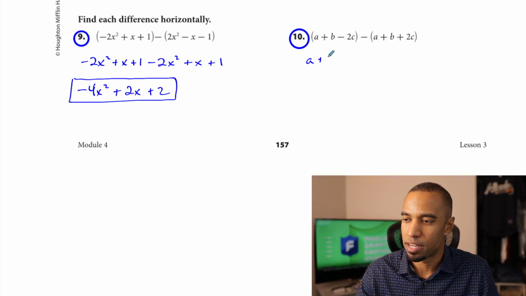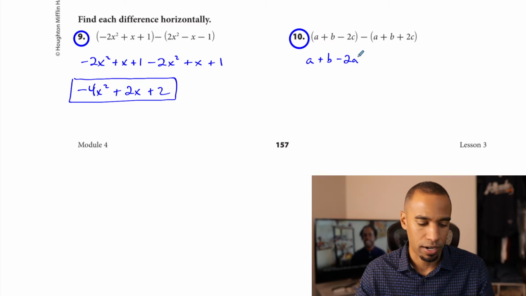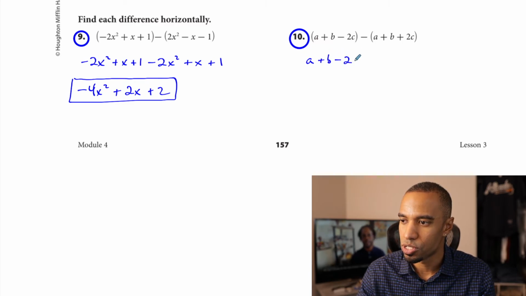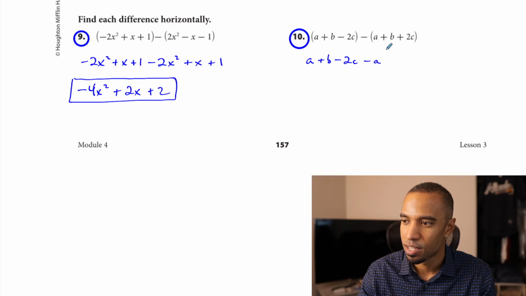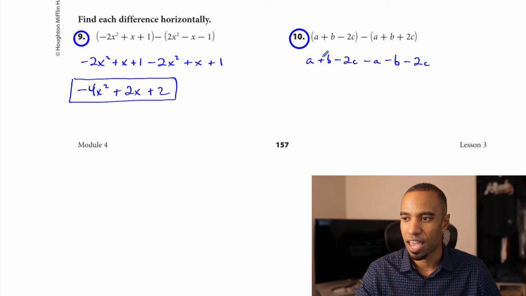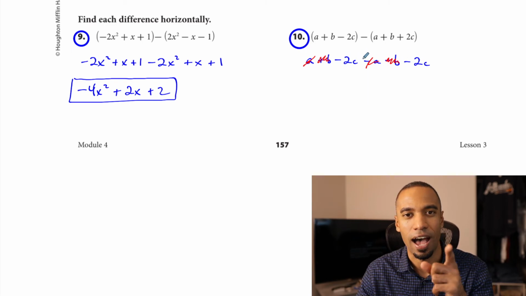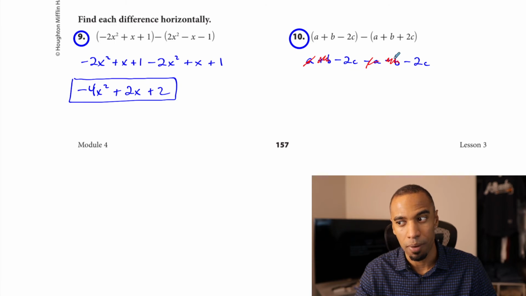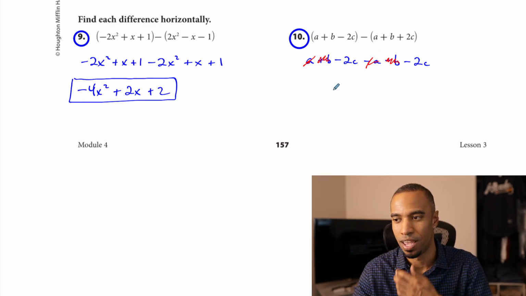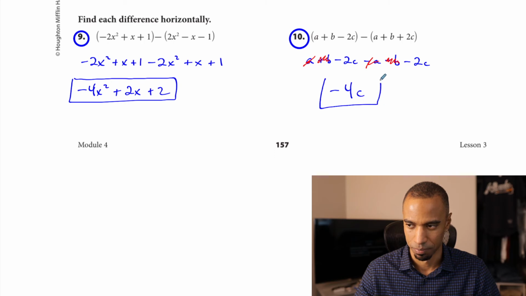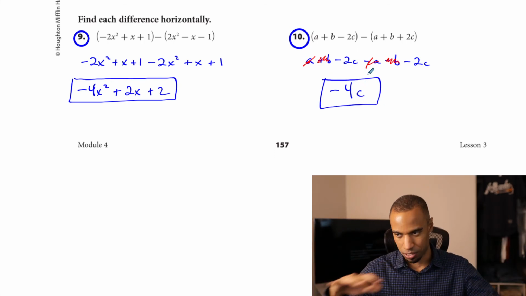So a plus b minus 2c, minus a minus b minus 2c. So you see what's happening here. We have an a minus a. Those are gone. That's 0. Those cancel out. B minus b. That's 0. Those are gone. Those cancel out. Negative 2c minus 2c. Those are... no, they're not. We got a negative 2 minus 2. That's not 0. That's negative 4. And that becomes negative 4c. And that's all it simplifies to. We've combined like terms. And that's it.